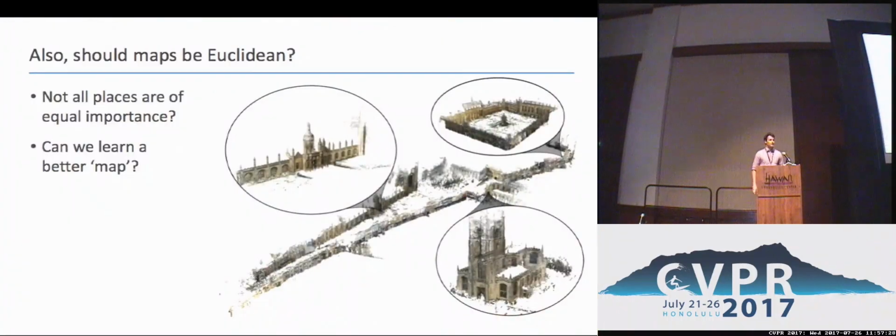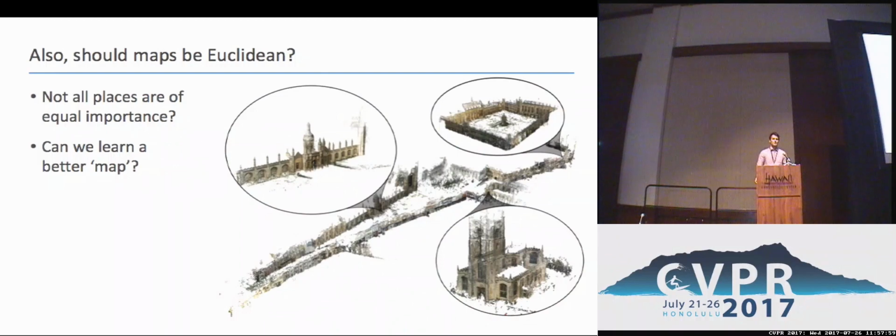The next point that I'd like to raise is, should our maps be Euclidean? In these previous methods, we've been talking about big structure from motion models that we try and register to. There is work being done in quantizing them into visual descriptors. But I think perhaps our maps can be not just quantized Euclidean areas, but perhaps we can have a better feature space than simply a three-dimensional structure from motion model.